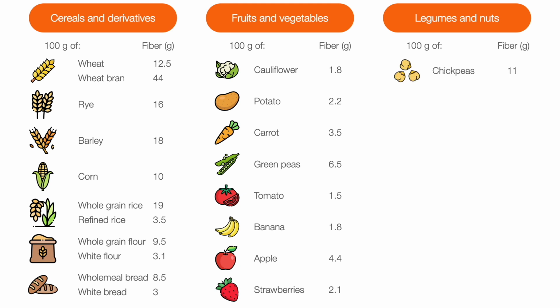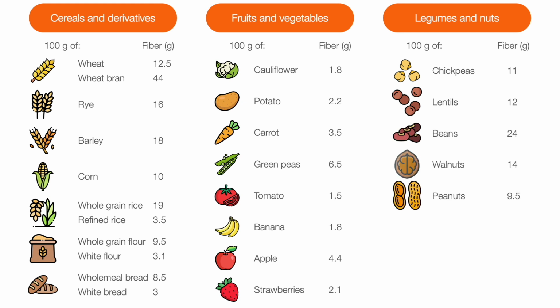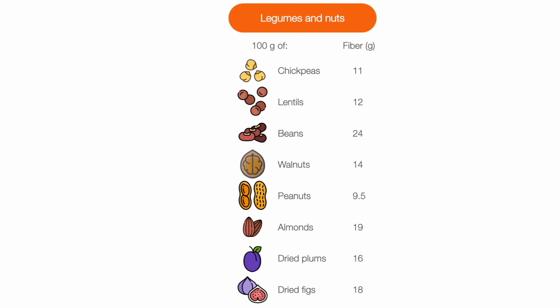And finally, let's see how much fiber legumes and nuts contain. In 100 grams of chickpeas, there are 11 grams of fiber, of lentils 12, of beans 24, of walnuts 14, of peanuts 9.5, of almonds 19, of dried plums 16, and of dried figs 18 grams. As you can see, the fiber content of legumes and nuts is quite high and similar to that of whole grains. Beans are one of the legumes with more fiber.